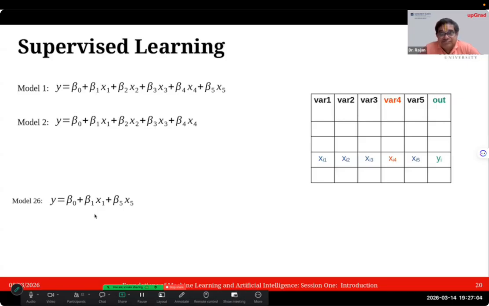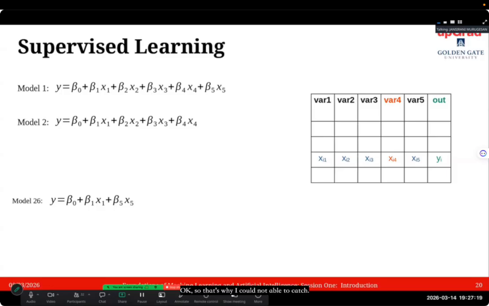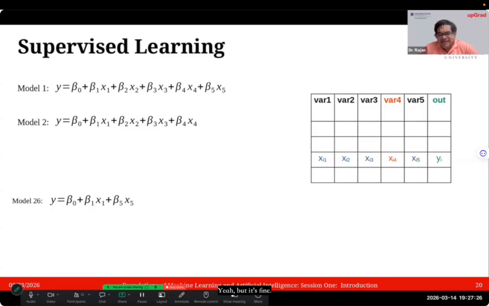Is it okay? Yeah, it's okay, but it would be nice if you can give at least one or two sentences, because I'm trying to catch the last two sessions. I'm not a good mathematics student, so that's why I could not catch it. Anyway, I can wait. Thank you. Let things sink in slowly. Don't worry about it. Please go ahead.